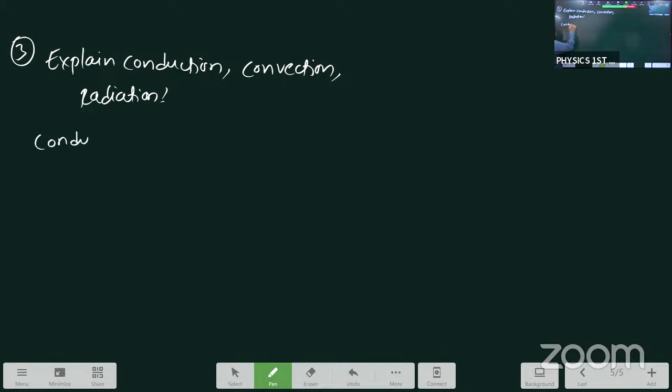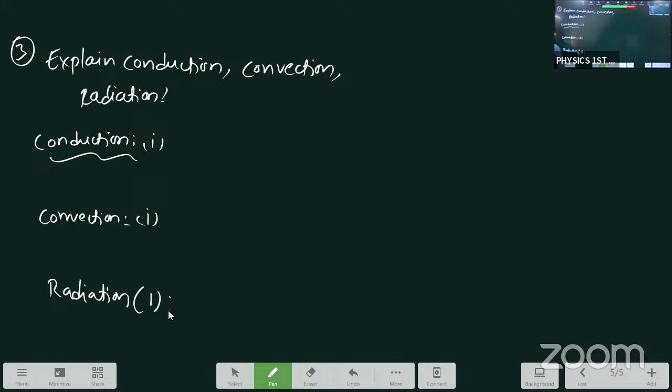First, thermal conduction, just one point. Convection, then 1 point. Radiation, 1 point. So, what is the meaning of conduction?